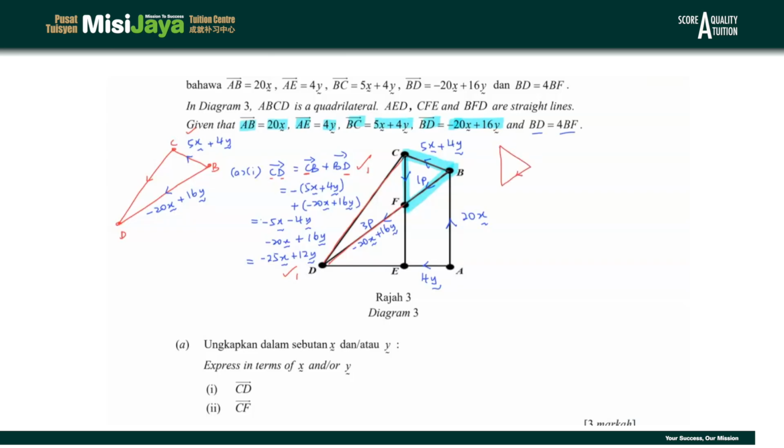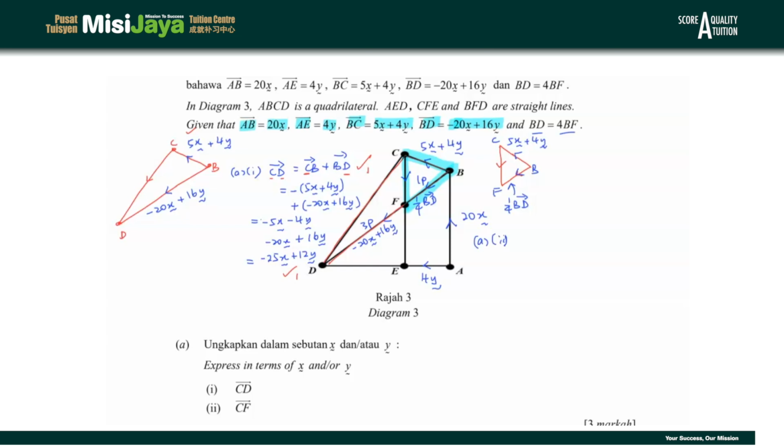This is what they give you, this is what you need to find, and this is what they give you: 5x plus 4y. This is C, this is F, and this is B. For B to F, this is actually a quarter of the whole BD, right? So this is actually a quarter of BD. Now we're going to solve question A2, to find vector CF.